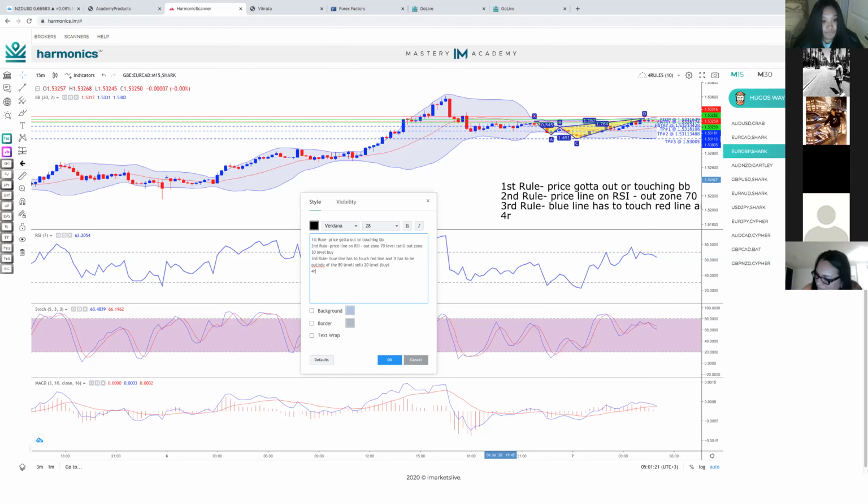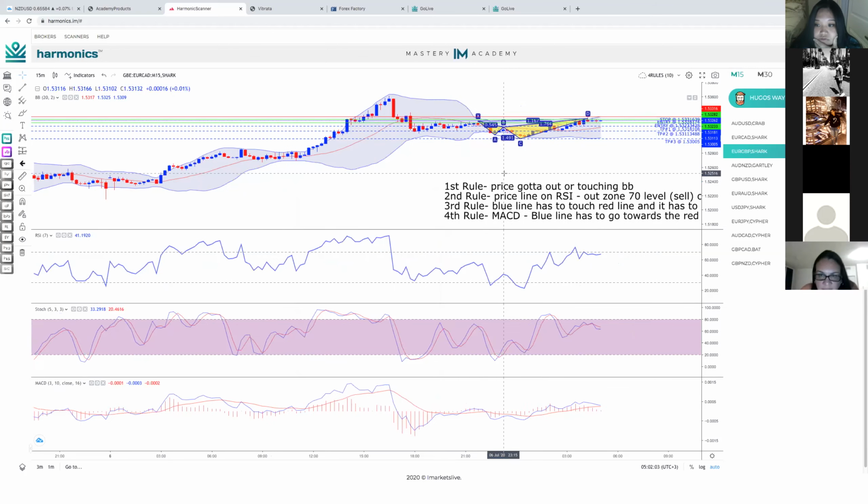Fourth rule: MACD. Basically the blue line has to go towards the red line or orange line. And the histogram, remember, the histogram is the barcode, okay? The histogram has to be smaller than the previous histogram line. And same thing for the upside and the downside. Okie dokie.